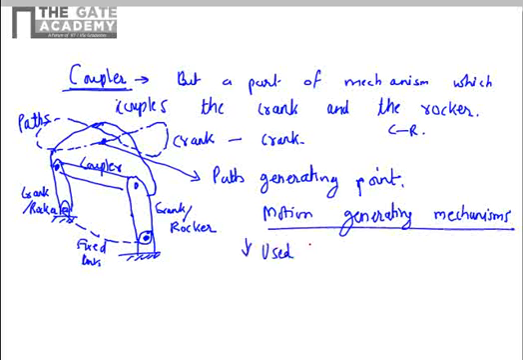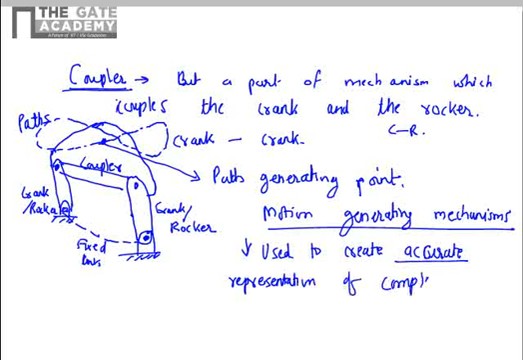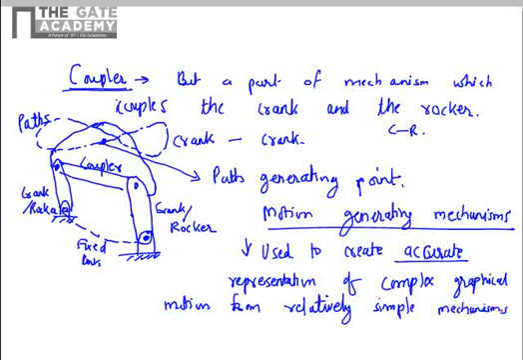Motion generating mechanisms are used to create accurate representation of complex graphical motions from relatively simple mechanisms. As I said, you should pay attention to this word accurate here.